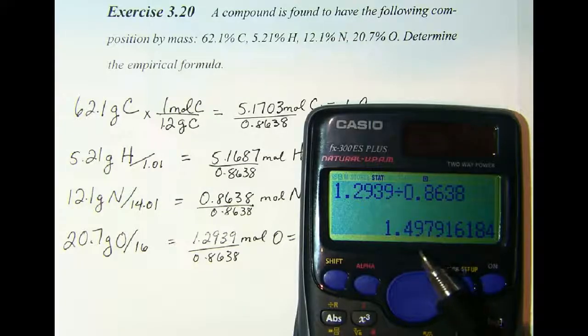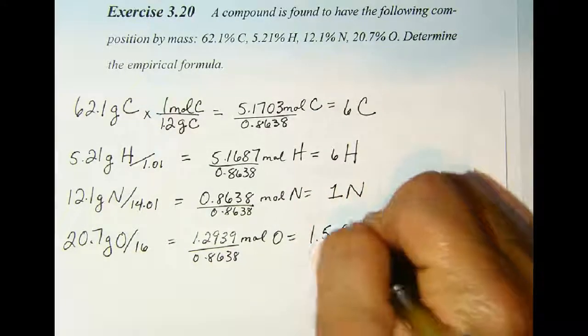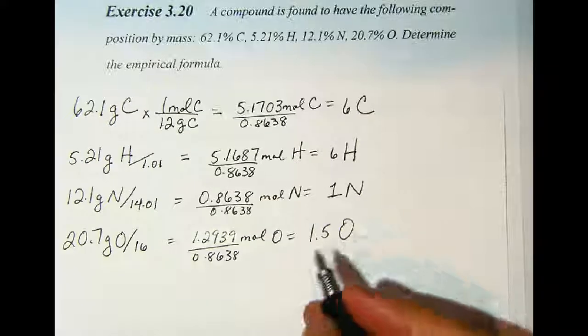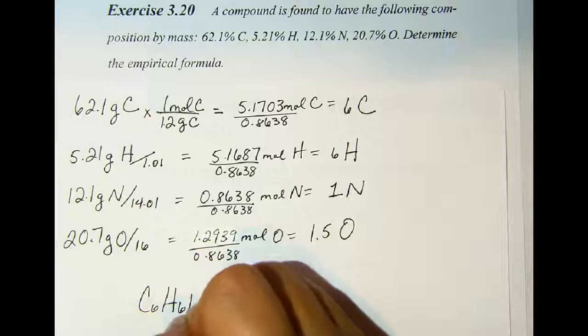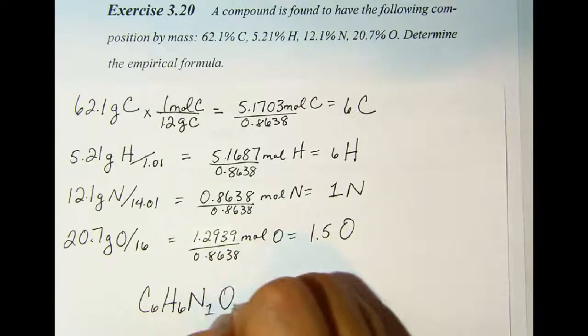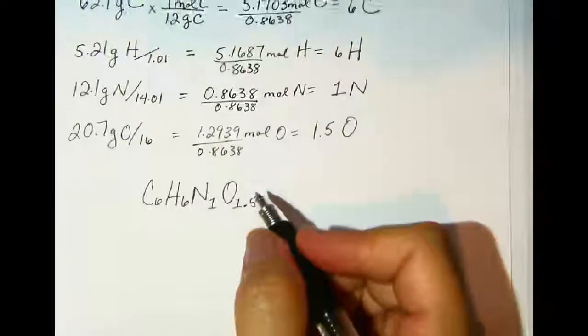I actually get this, which is so perfectly in between, I'm going to have to call it 1.5. And so we're going to put 1.5 oxygens here. So my formula so far is C6H6, 1 nitrogen, and 1.5 oxygens. We're going to have to keep the 1.5.